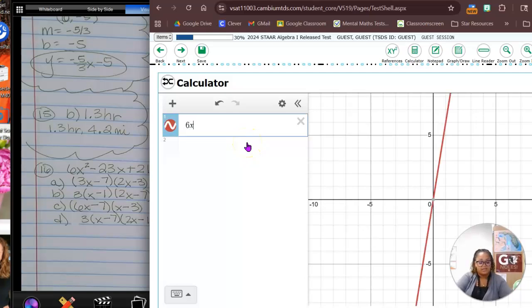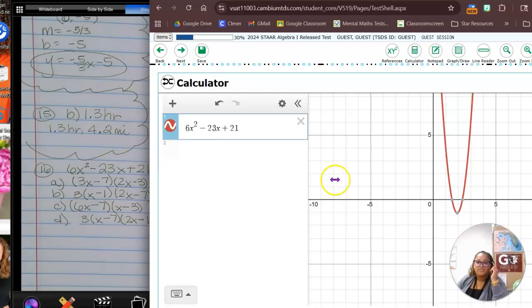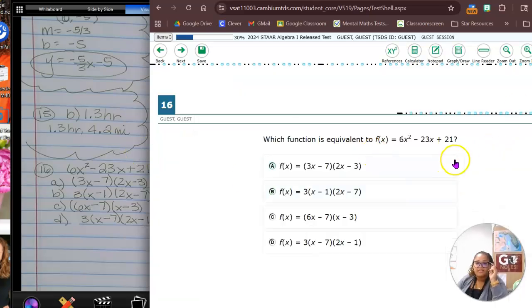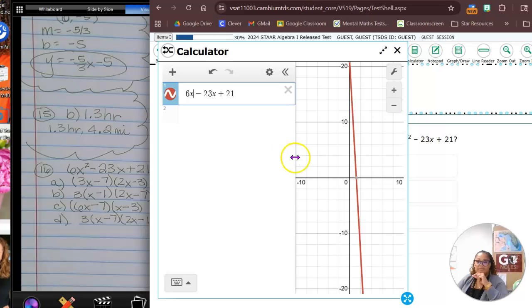So 6x squared minus 23x plus 21. Also, I have to keep in mind that because this is quadratic, because it has the x squared, I need to know that it makes that parabolic shape. If I come in here and I type this and I forget this squared and I just see 6x and I see a line here, this is automatically wrong. None of these answers are going to match because I didn't type in my original one correctly.